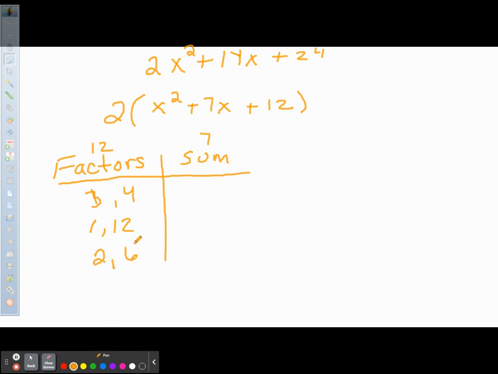Mm-hmm, 2 and 6. And Allison, out of these 3 pairs, which ones add up to 7? These right here, 3 plus 4 is 7. So this factors into 2 times x plus 3 times x plus 4.